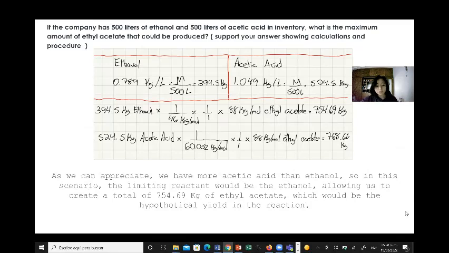Well, as we can appreciate, we have more acetic acid than ethanol. So in this scenario, the limiting reactant will be the ethanol, allowing us to create a total of 754.69 kilograms of ethyl acetate, which will be the hypothetical yield in this reaction.